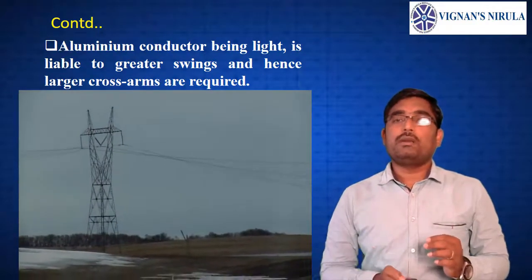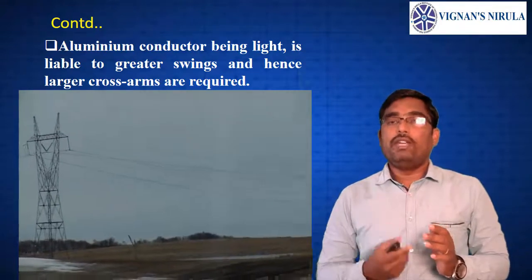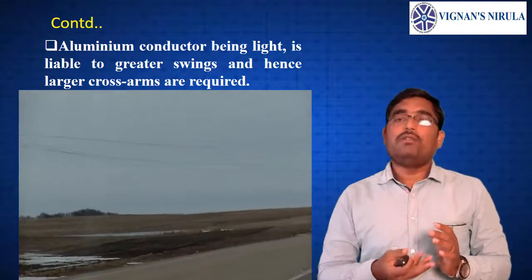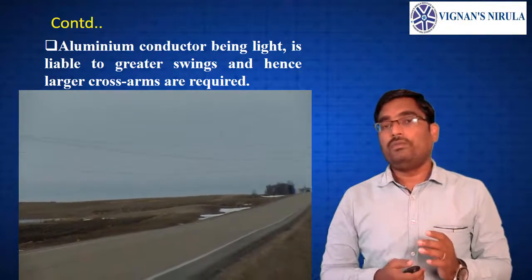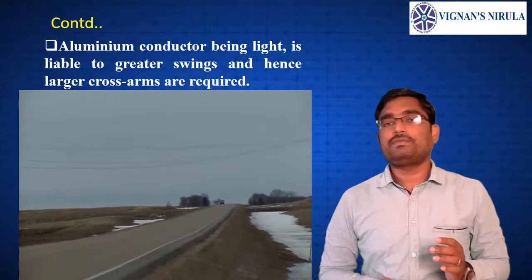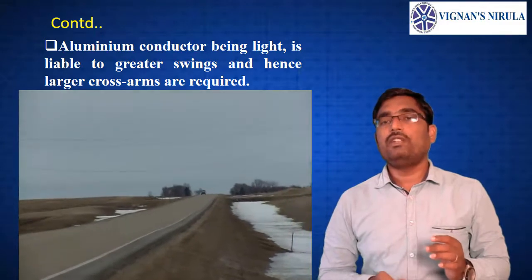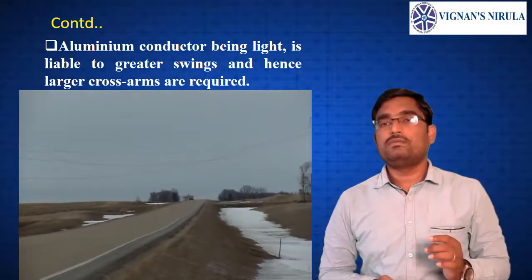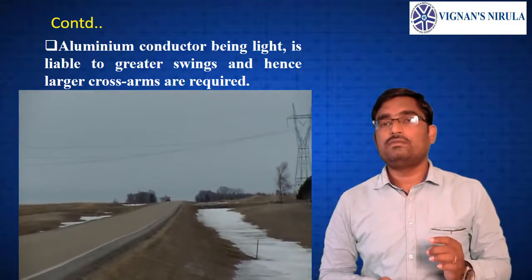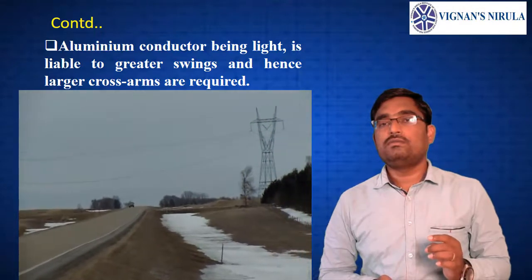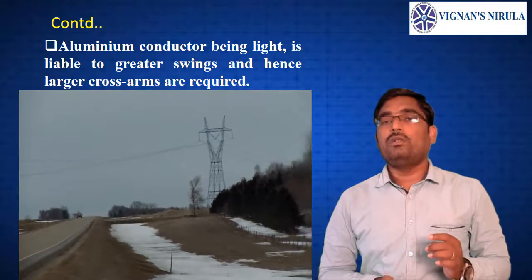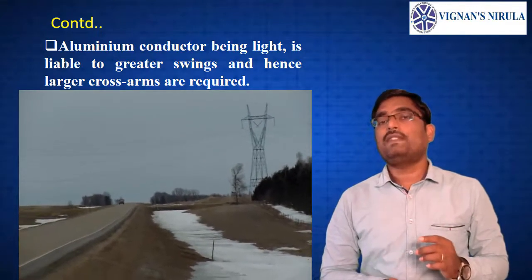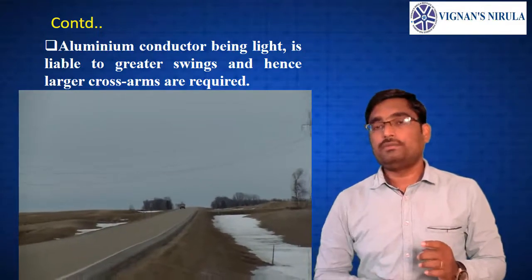Aluminum conductor being light in weight, the wind pressure occurring on the aluminum conductors is low. So you can see in the video. So it is liable to greater swings and hence larger cross arms are required.